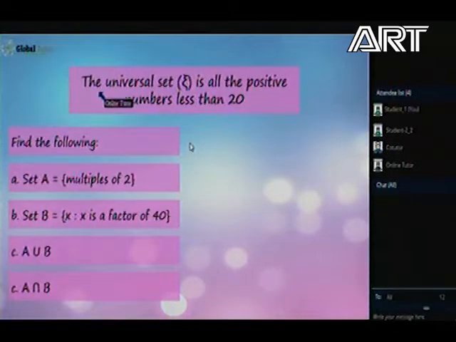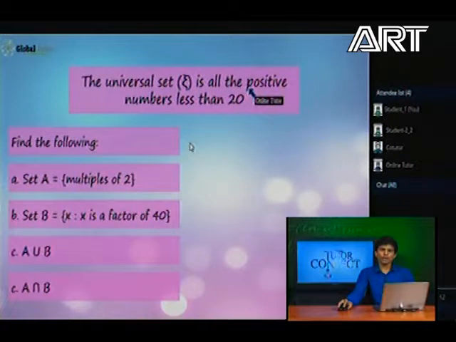So, as the question says, the universal set, which is the element, is all the positive numbers which are less than 20. In the first part of the question, they ask for all the multiples of 2, but it should be less than the whole number 20. So the answer for that would be 2, 4, 6, 8, 10, 12, 14, 16, 18 and 20. I stopped with the whole number 20 because the question says the universal set is all the positive numbers which are less than 20, which means that we have to count the whole number 20 as well.